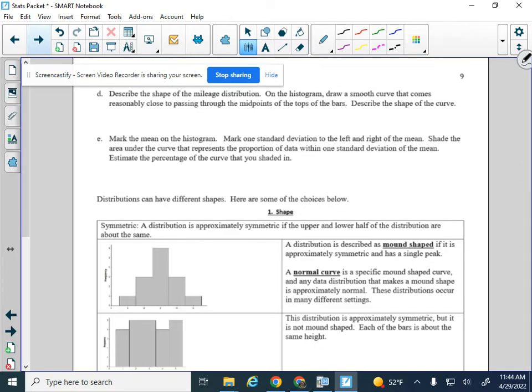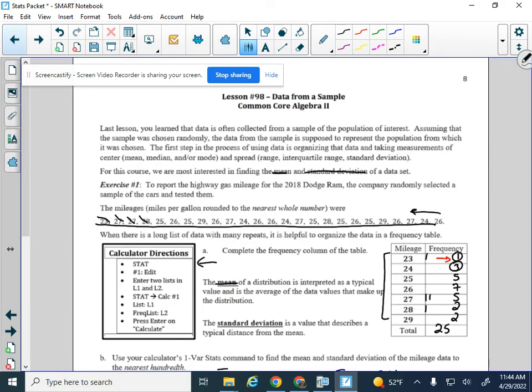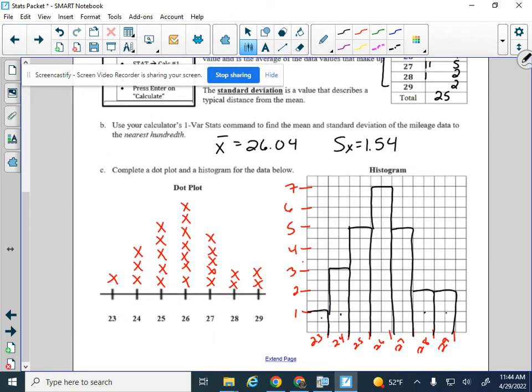It says, describe the shape of the mileage distribution. On the histogram, draw a smooth curve that comes reasonably close to passing through the midpoints of the tops of the bars. Describe the shape of the curve. So we're actually going to do the drawing part first. So we're going to draw a smooth curve that connects the midpoints of the tops of the bars. So we're trying to make it not just like choppy. So it's kind of like that.